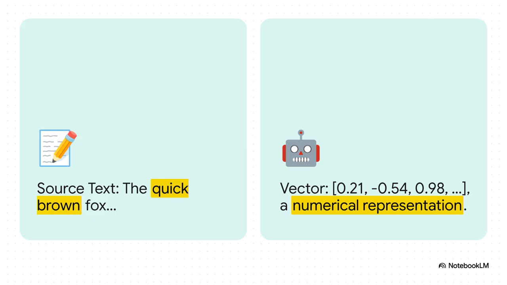And this slide shows that transformation perfectly. The phrase, "the quick brown fox," stops being words and becomes this unique string of numbers, a vector. And here's the crucial part. Texts with similar meanings will end up with mathematically similar vectors. That is the key right there. It's what lets the AI search for concepts, not just simple keywords.